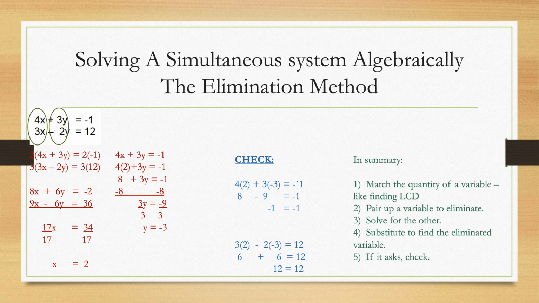Match the quantity of a variable, like finding the least common denominator. If that doesn't work, take the bottom coefficient and use it as a multiple for the top, and likewise the top coefficient for the bottom. And everything else is the same.